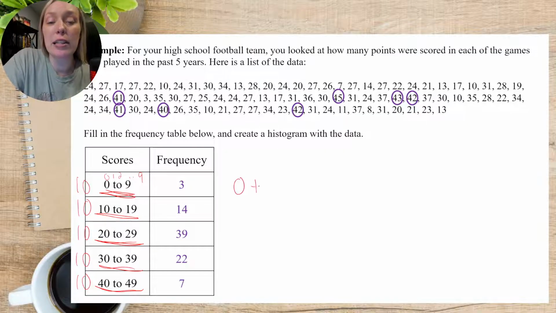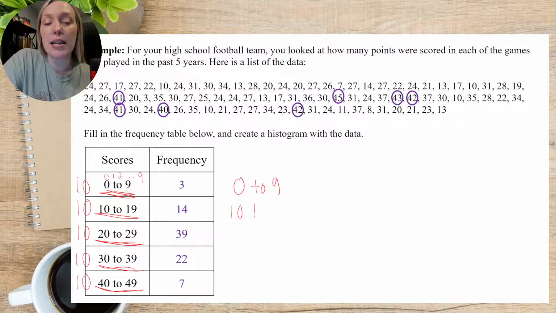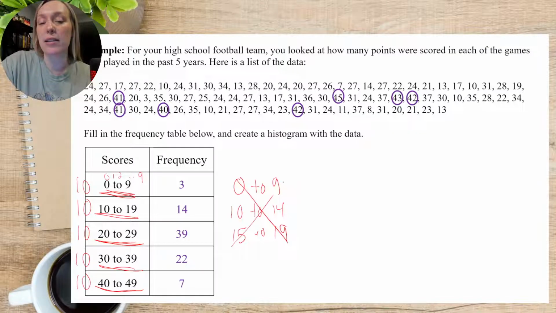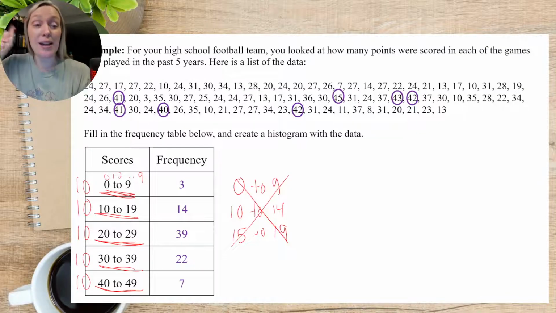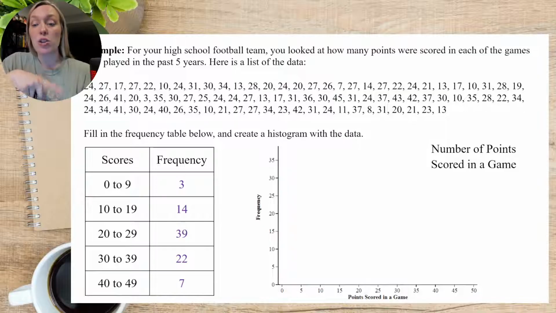I couldn't say 0 to 9, 10 to 14, 15 to 19. I can't do intervals like that. Okay, the intervals have to be even, so that when I go to make my histogram, the bars on my histogram are even.